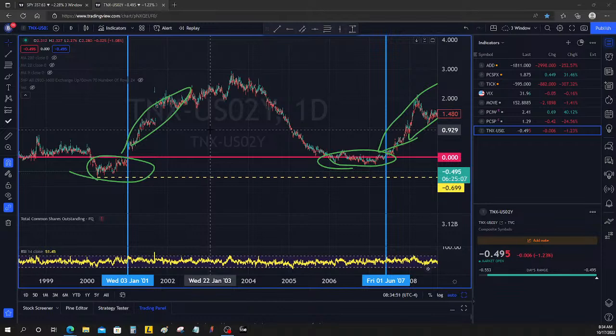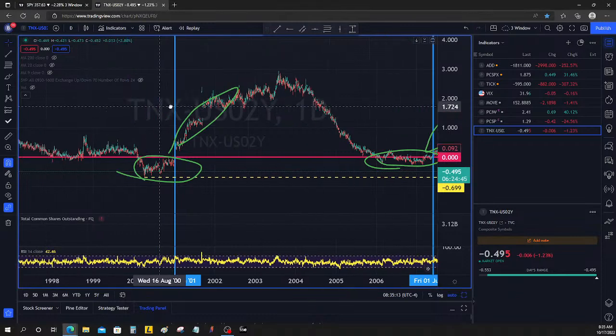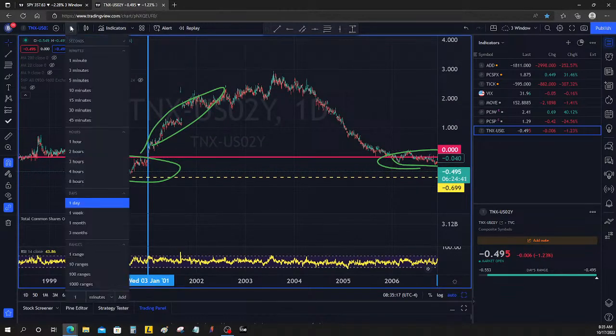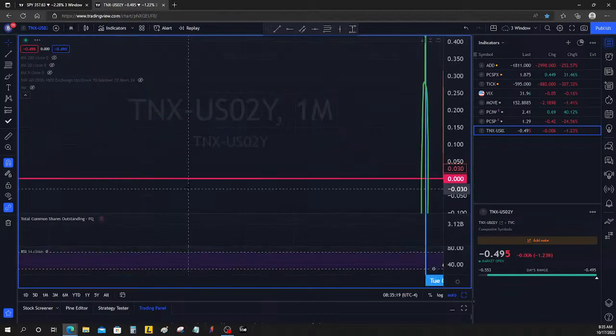But anyway, what you have here in this green circle down here, this pink line is the zero line. So at the zero line, the 10-year and the 2-year are yielding the same amount. Below that, the 10-year is yielding less than the 2-year. In this example in 2001, it lasted for approximately a year. It may have been a little bit longer. I'll put it on the monthly chart. Let's count the months here.